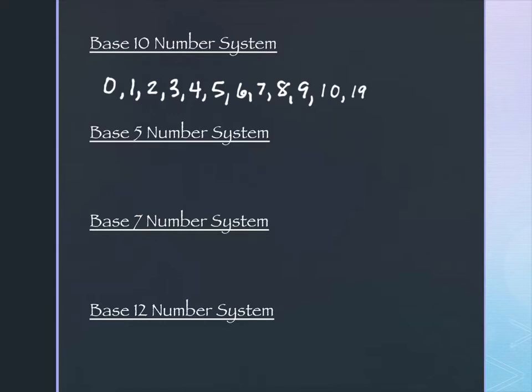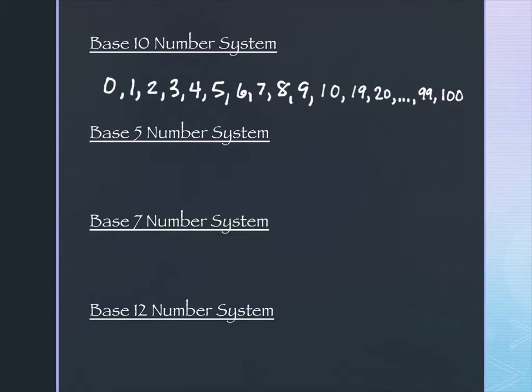And then after 19, it becomes 20. And eventually we have our largest two-digit number, which is 99. And after 99, we repeat the same process with the three-digit numbers. And we do 100 and so forth. Okay, you're very familiar with this number system. But I want you to think about this number system as we explore these others.